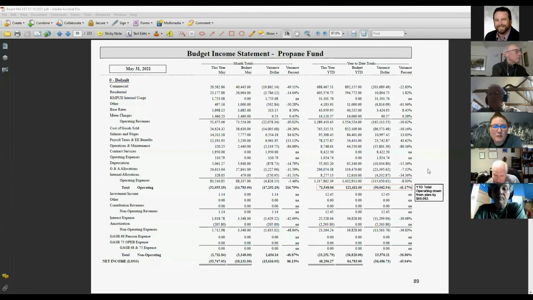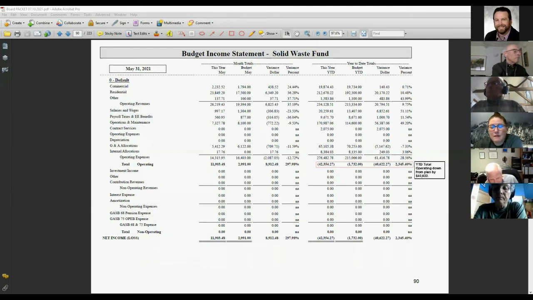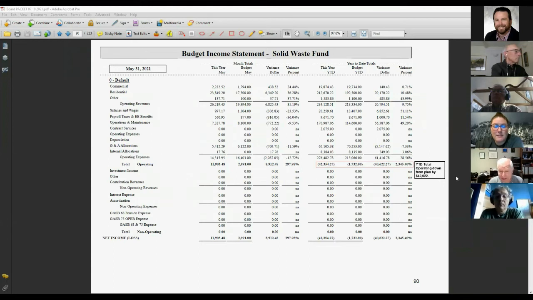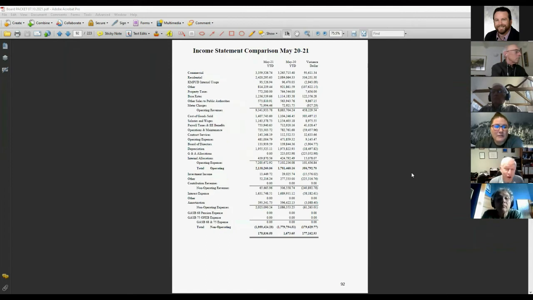Okay. Moving on to solid waste. Operating revenues year to date are up from plan by $20,000, and obviously that's due to the mid-year change in the rate for solid waste. Total operating for solid waste, though, is down from plan by $41,000. Moving on to the income statement comparison on page 92. Again, just to note, compared to last year, commercial revenue is better than the year before by $93,000. But you see the biggest difference in residential revenue being $336,000 more than compared to last year.